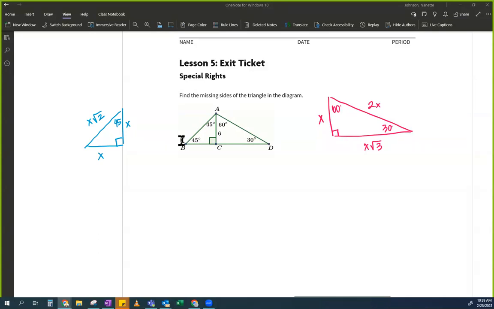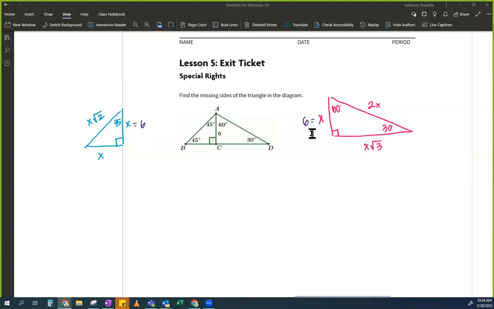The very first thing that I'm going to do is, can you imagine me taking this, making it a tad smaller and putting it right on top of this? That's essentially what I'm doing here, so now I can compare these. The only number they gave you is the 6, which is this side and this side, so I label those two as 6. Then they say find the missing sides of the triangles in the diagram.